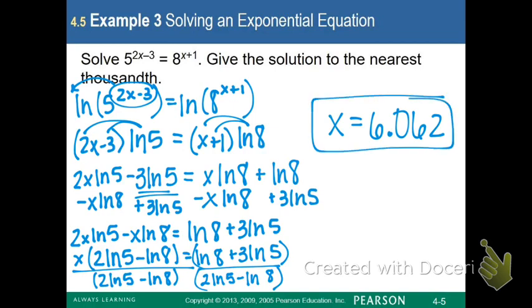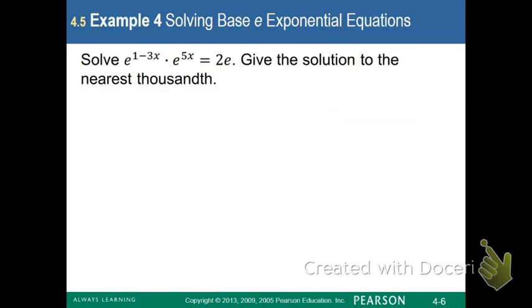So again, when you see a problem that has two exponentials on either side, this is the strategy that you're going to have to use to solve that. All right. Moving on to the next one.